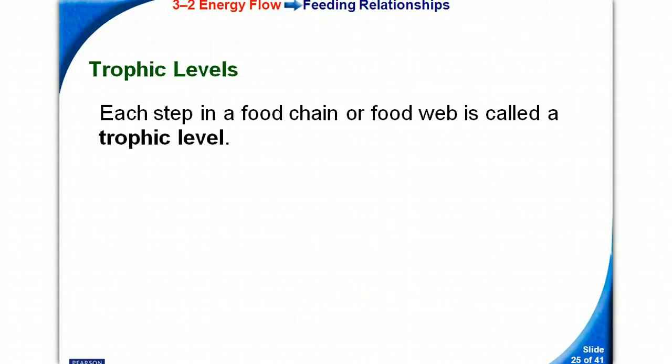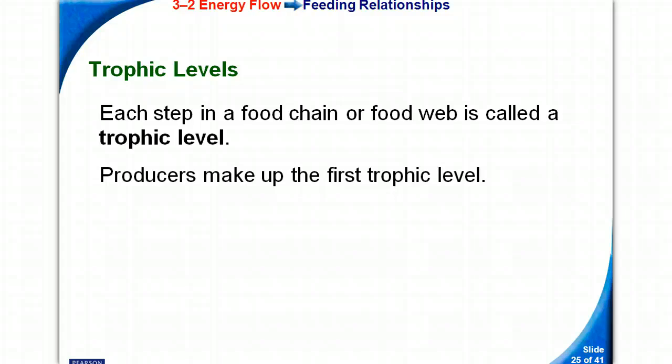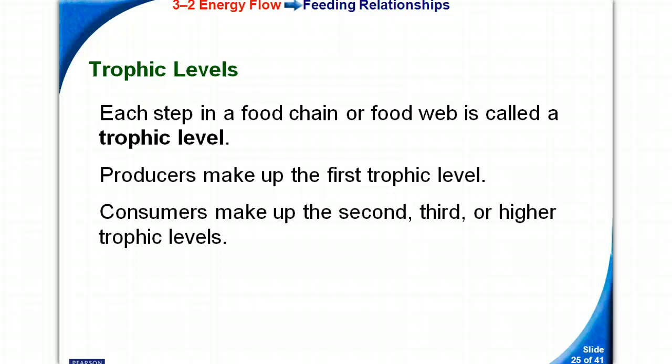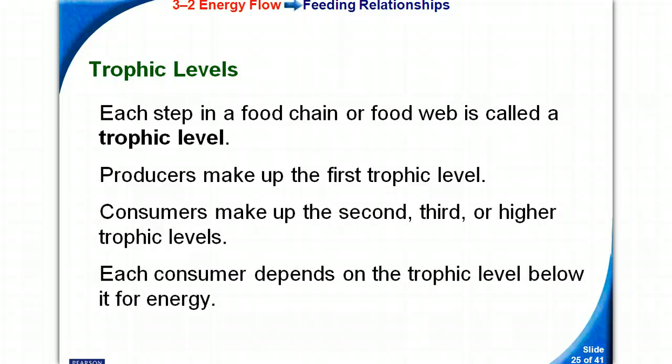Trophic levels. Each step in a food chain or food web is called a trophic level. Producers make up the first trophic level. Consumers make up the second, third, or higher trophic levels. Each consumer depends on the trophic level below it for energy.